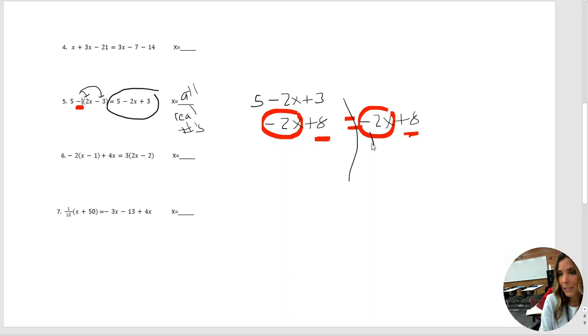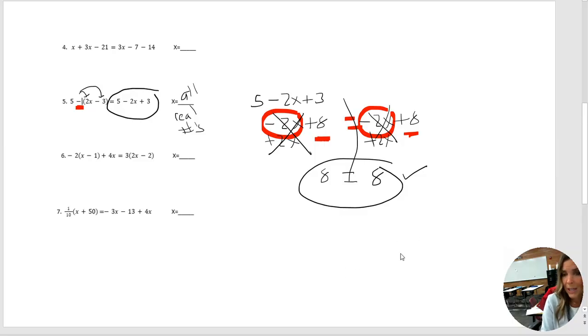Now, if you continue to solve by collecting variable terms on the left side, the negative 2x and the positive 2x totally cancels out. There's nothing left there except for an 8 on the left. There's nothing left here except for an 8 on the right. So when that happens, if your variable term drops out, you're left with a statement that's true. That's another way you know your solution is all real numbers.